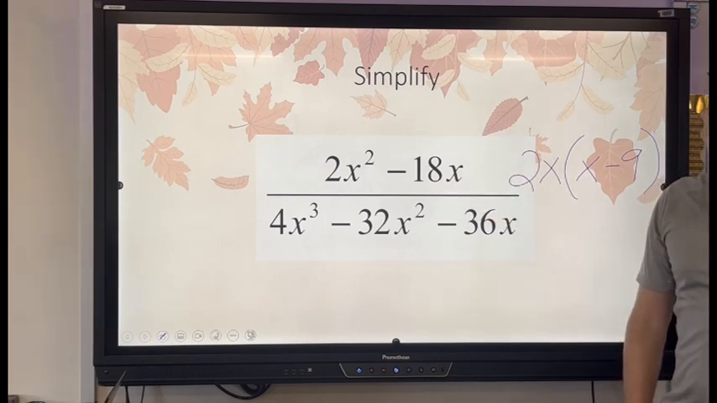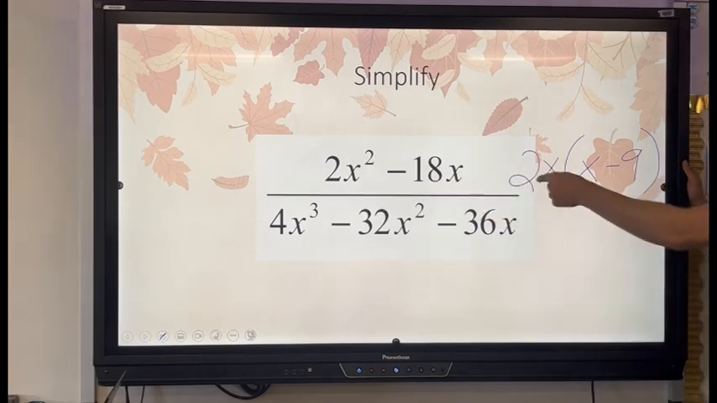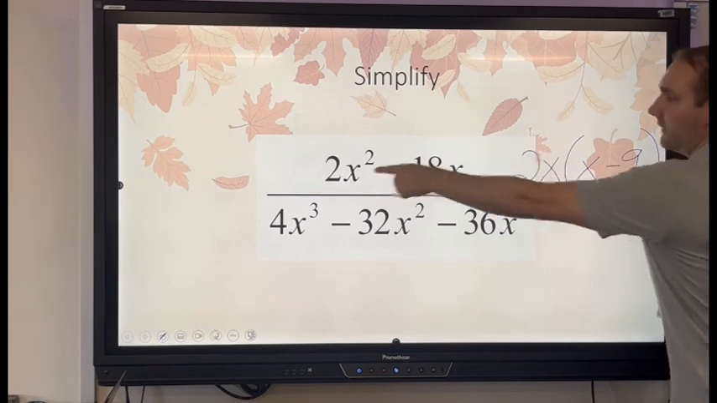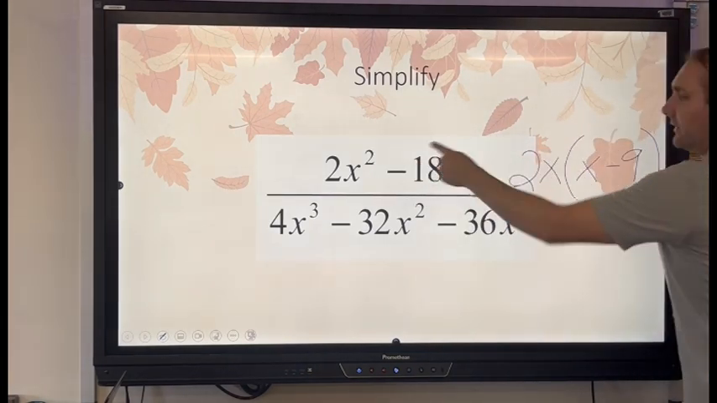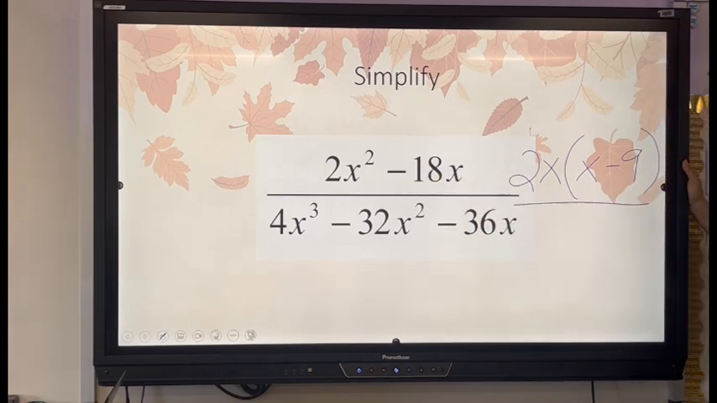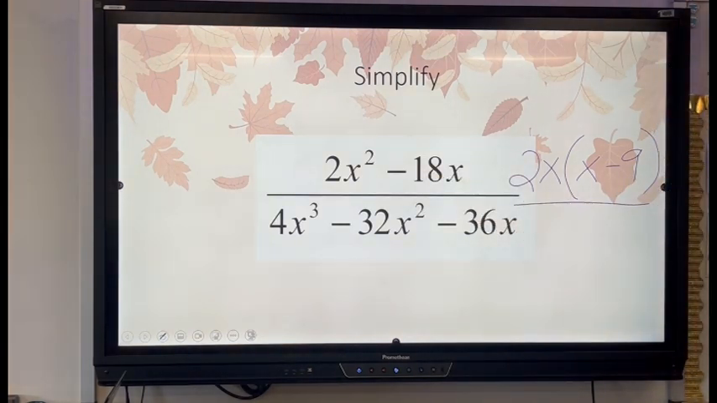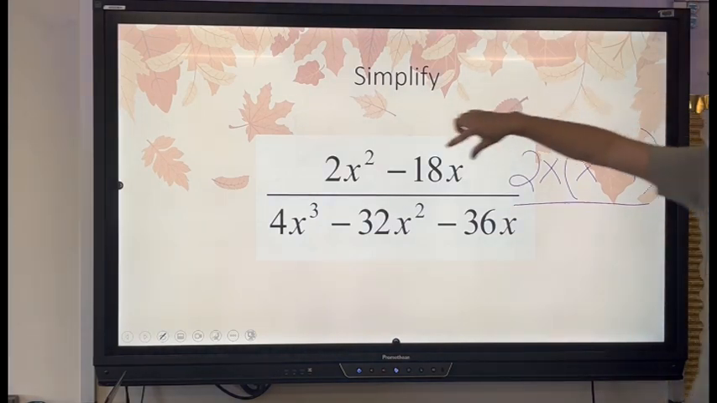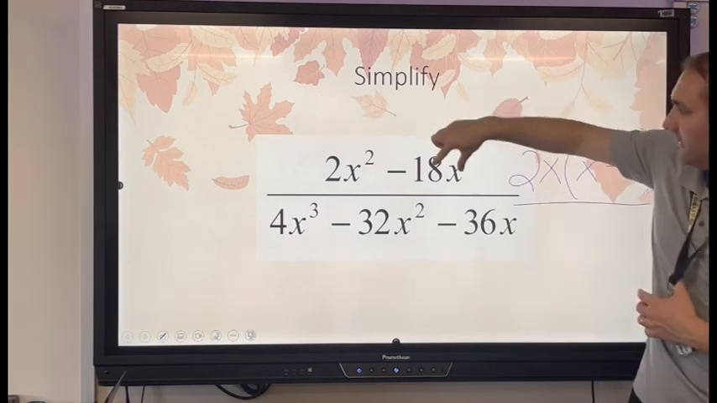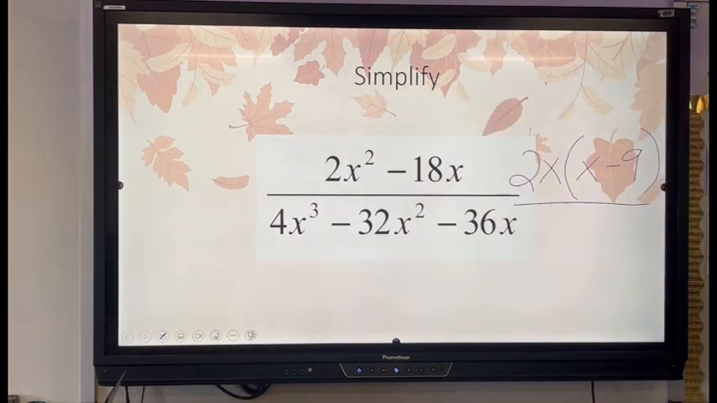Like I said, go back and check. If I distribute, 2x times x is 2x squared, and 2x times negative 9 is negative 18x. So the top looks good. So you don't move the 2x? I'm moving it out. I'm taking 2x away from each of these numbers. Basically, I'm dividing a 2x out.